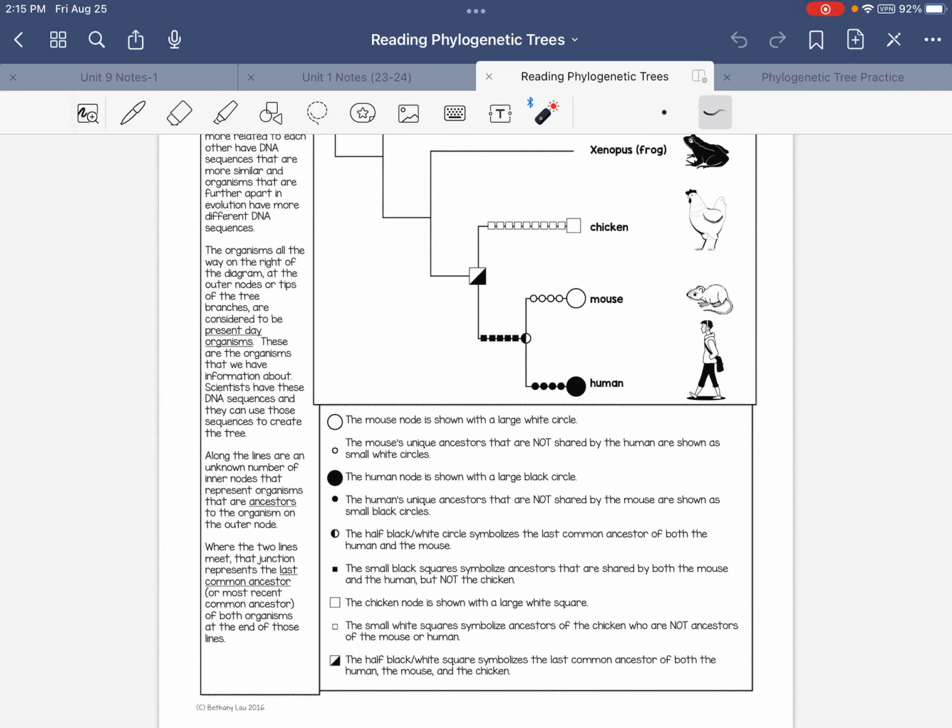And then our lines represent common ancestors as well. So if we're at this point in the line, or this point, or this point, or this point, all the way back, those are all the ancestors of the chicken. And then same here with our mouse, these are all the ancestors of the mouse. This, again, is another branch that represents the common ancestor of our mouse and our human. So, some things to keep in mind.